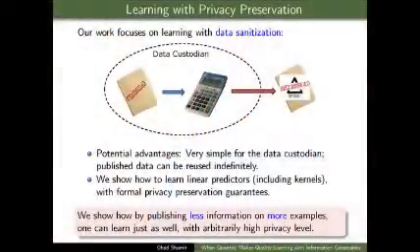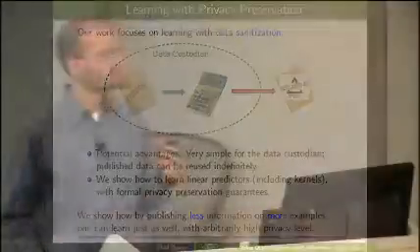And at least compared to the previous frameworks, a potential advantage is, first of all, it's very, very simple for the data custodian. He just has to do this simple calculation once. And once the data is published, it can be reused indefinitely. It will never be burned out because we just publish a declassified version of the data. And we show how to learn linear predictors, including kernels, with formal guarantees.